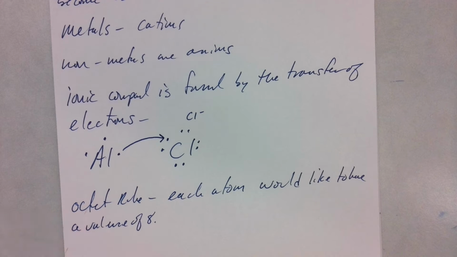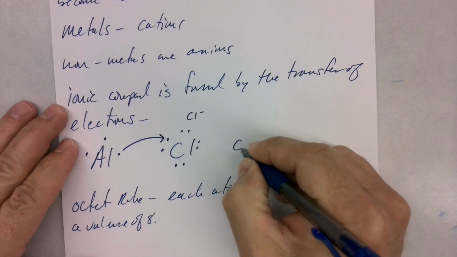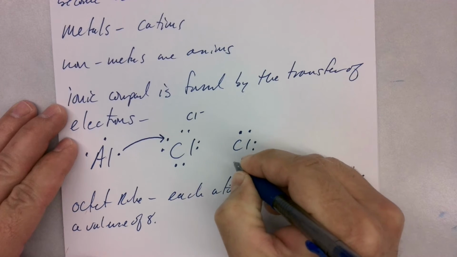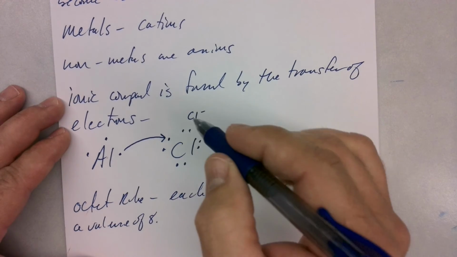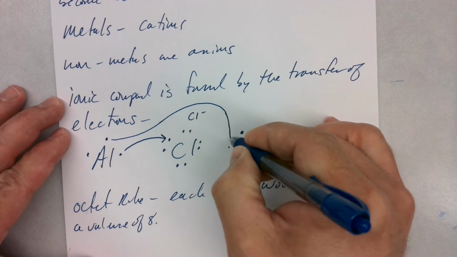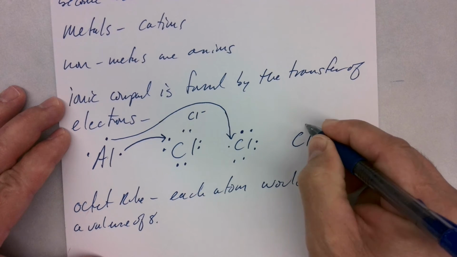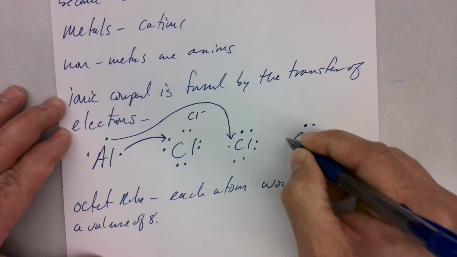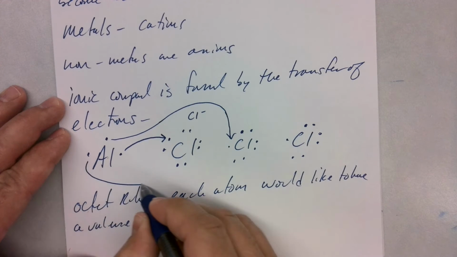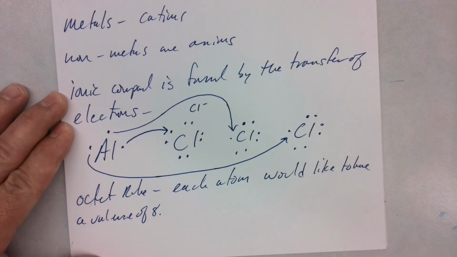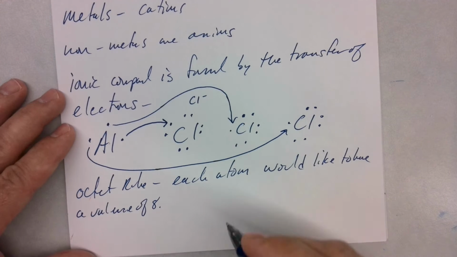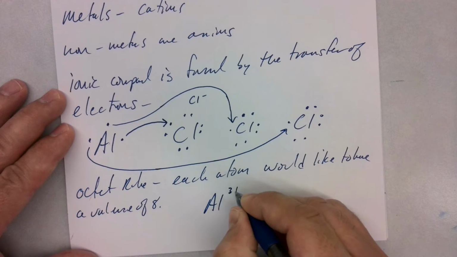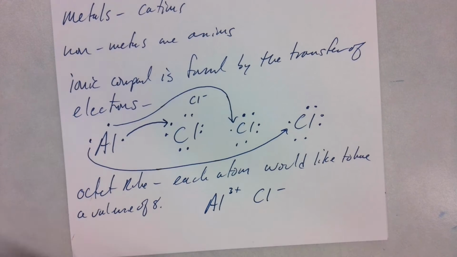So what do you think happens? Anybody know? Now the chlorine comes along, and that other chlorine also has a valence of 7, and it takes another one. It takes one more electron, and then another chlorine comes along, and it takes that last electron. What you end up with is Al3 positive, and Cl negative.